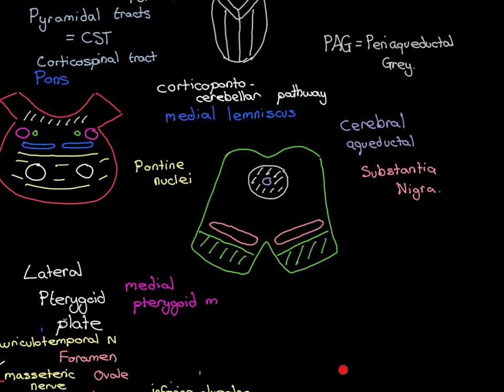Of course, we have the superior colliculi, which are here. Other things that I want to put on is the red nuclei, which are here and here. So, actually no, I've got something to put on before the red nuclei. I've got to put on the medial lemnisci.